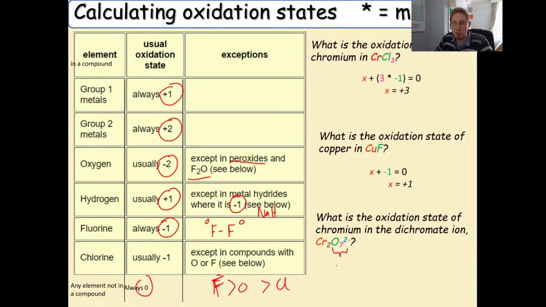For the chromium in the dichromate ion here, we know each oxygen is going to be 2-, so that's 7 times 2-, which gives us 14-. The overall thing is 2-, so that means the chromiums must be 12+. So each chromium must therefore be 6+. And you could do that as an equation if you wanted.